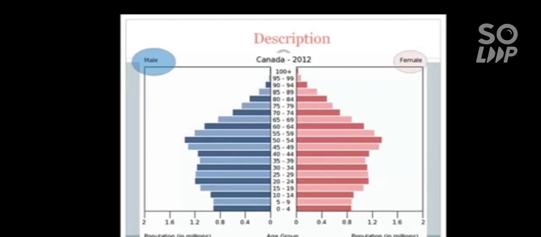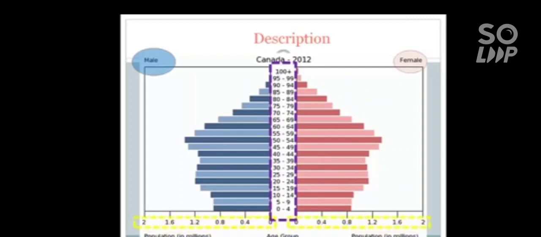You'll notice that they use bars to represent males and females. The blue bars are representing the males and the red bars are representing the females. Up the center, you'll see that their age groups are indicated. Notice that the age groups go up in increments of 5 years.